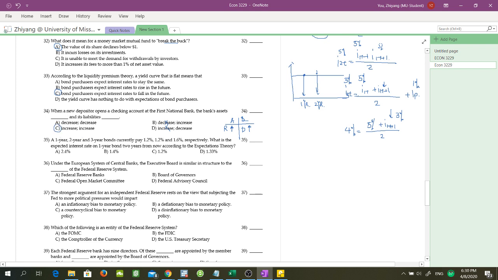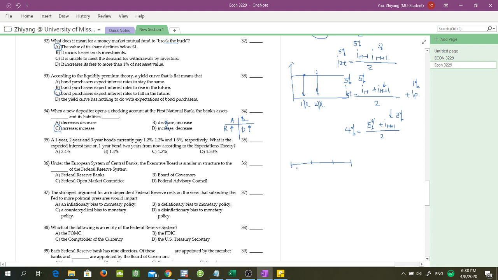35. A 1-year, 2-year, 3-year bond currently pay 1.2%, 1.2%, and 1.6%, respectively. What is the expected interest rate on a 1-year bond 2 years from now, according to the expectation theory? Okay, so this is an expectation theory problem, so we don't have to worry about liquidity premium. Done. I'm going to draw the graph first. This is a 3-year bond problem.